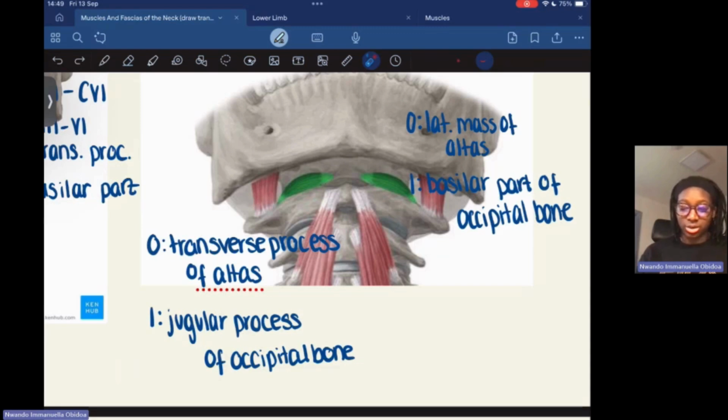The rectus capitis anterior originates on the transverse process of the atlas and inserts on the jugular process of the occipital bone. And then the rectus capitis lateralis will originate on the lateral masses of the atlas and insert on the basilar part of the occipital bone. All these muscles are involved in lateral flexion apart from the longus capitis. And then the rectus capitis anterior and the longus capitis and the longus colli are involved in ventral flexion.